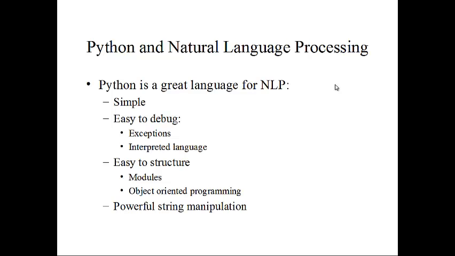There are a lot of exceptions which point out what the problem in the program is, and Python, also being an interpreted language, is easier to debug. Python is also very easy to structure because of the large number of modules and packages, and the structure of Python in general. Python also follows object-oriented programming principles just like Java and C++.